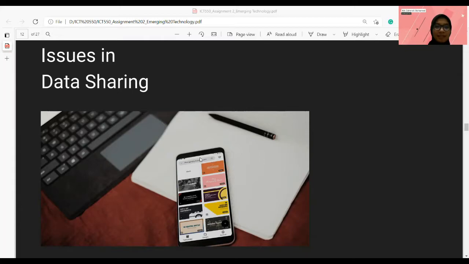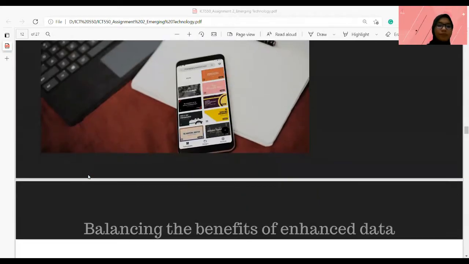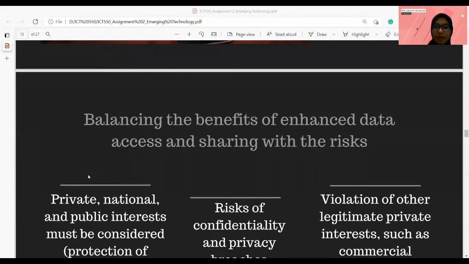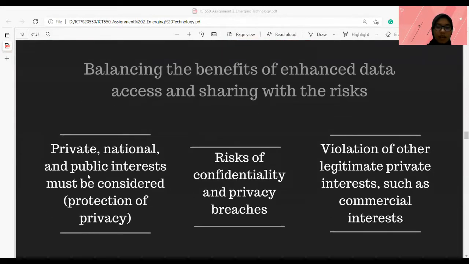Assalamualaikum. Nama saya Zahra. Now I want to explain about issues in data sharing for emerging technology. First, balancing the benefits of enhanced data access and sharing with the risks. Private, national, and public interests must be considered. Consider the protection of privacy, the risk of confidentiality and privacy breach, and violation of other legitimate private interests such as commercial interests.